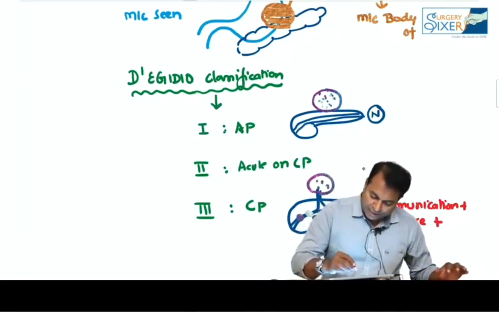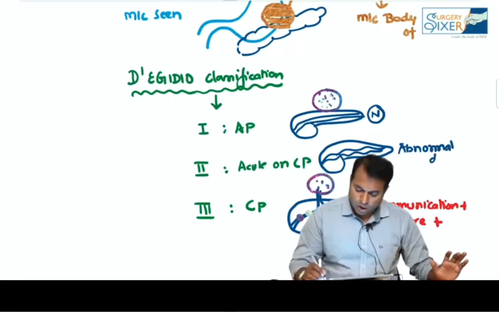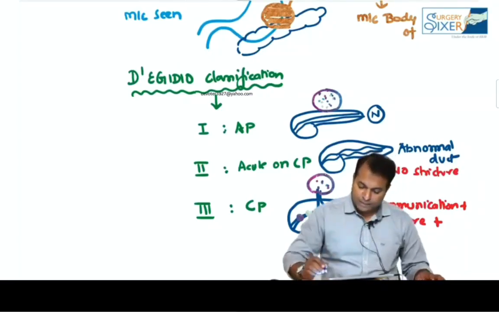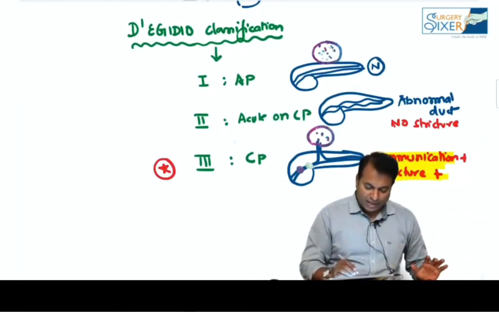In type 2, the duct is abnormal, that's all. There is no stricture. Abnormal duct but no stricture. So who will have stricture? Stricture is seen in type 3. So stricture and communication are seen in DEGDO 3 classification. Remember that point.